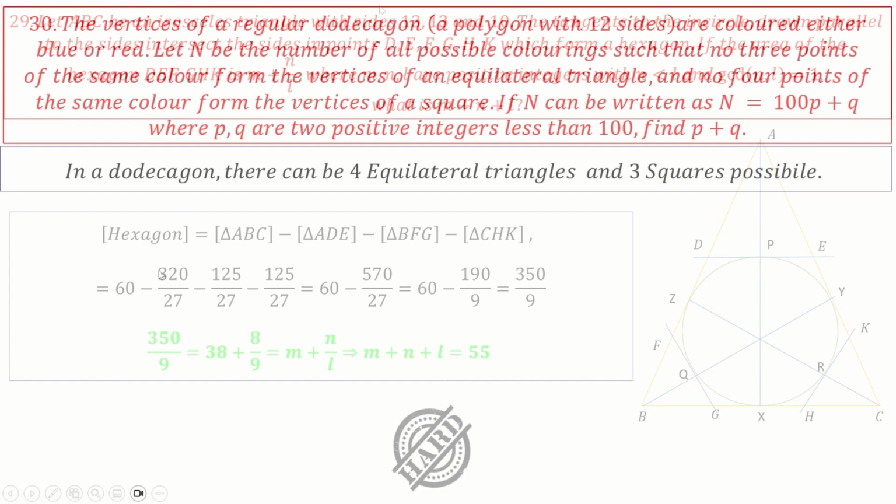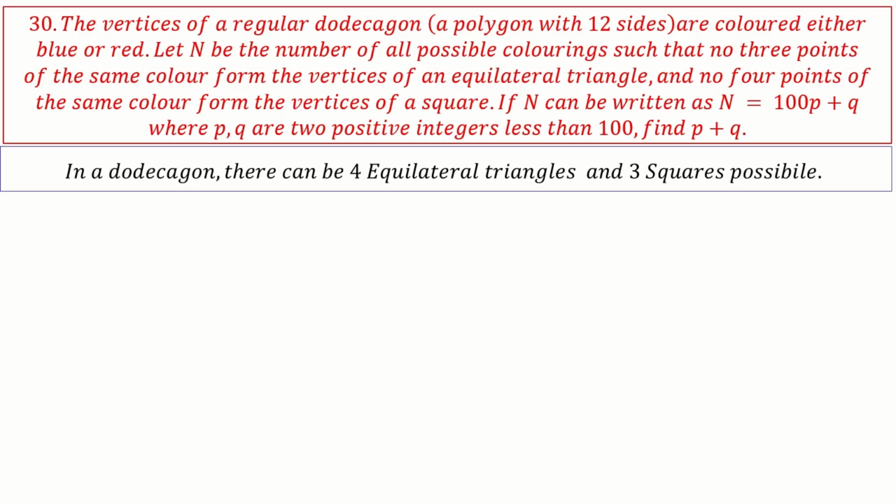Next, the vertices of a regular dodecagon, which is a polygon with 12 sides, are colored either blue or red. Let n be the number of all possible colorings such that no 3 points of the same color form the vertices of an equilateral triangle and no 4 points of the same color form the vertices of a square, which means nodes which form a square cannot have the same color. Nodes which form an equilateral triangle also cannot have the same color. Find n in the form of 100p plus q. Then what is p plus q? Okay, let's understand this problem.